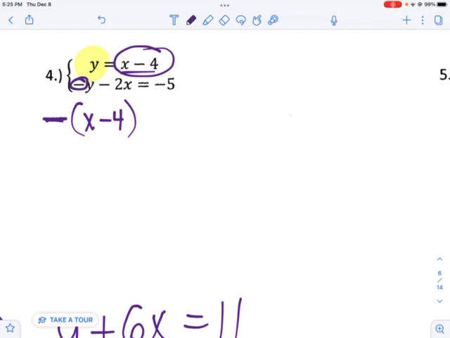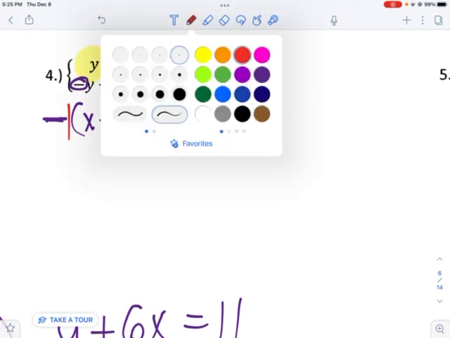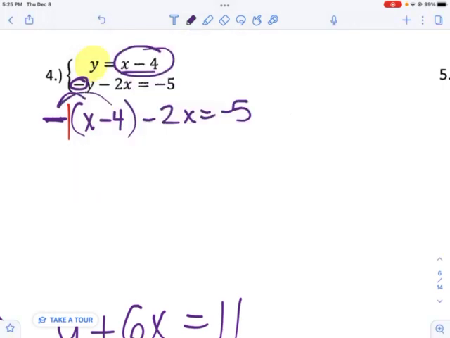So now, hopefully you can see this. If you'd like to put a -1 in front, you can. But we now need to use the distributive property. And we need to distribute a -1 to each term in front. -1 times x is -x. -1 times -4 is +4. And then continue, minus 2x equals -5. Notice I did not distribute to anything else over here. Just what's inside the parentheses.